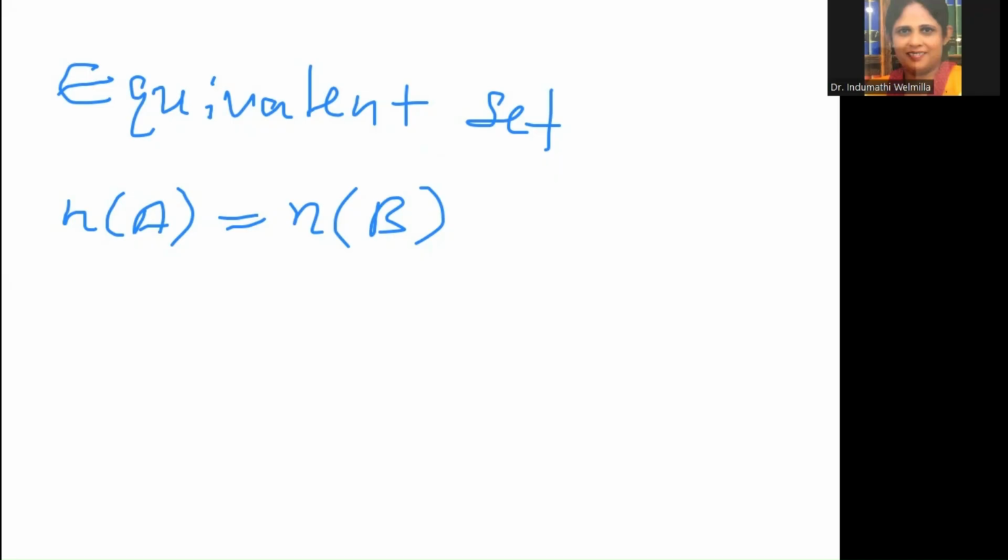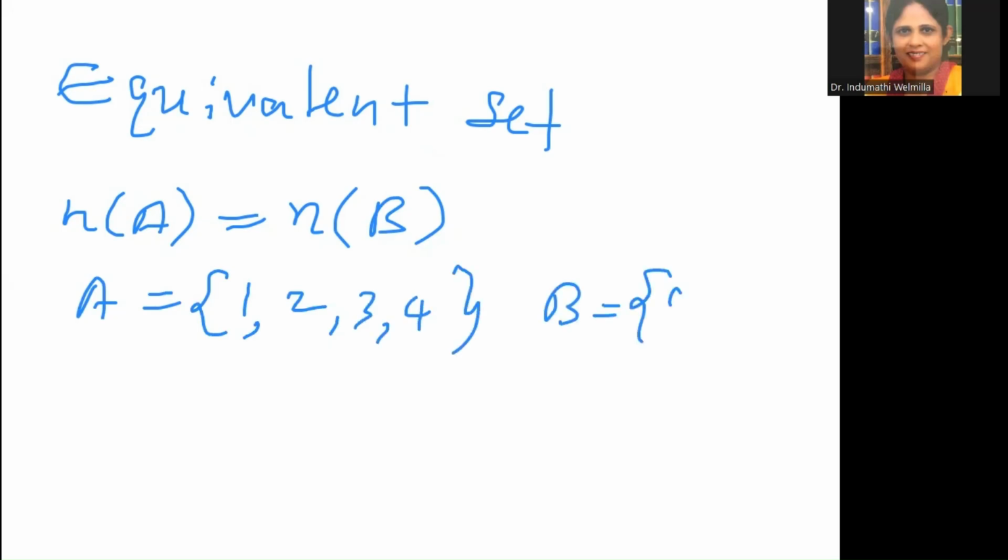Again, for example, we can write it this way: A equals {1, 2, 3, 4}, and B equals, maybe, {4, 3, 1, 2}. No need to follow the order. So we can say A equals B. That is how we show equal sets. And the next type of set is the disjoint set.